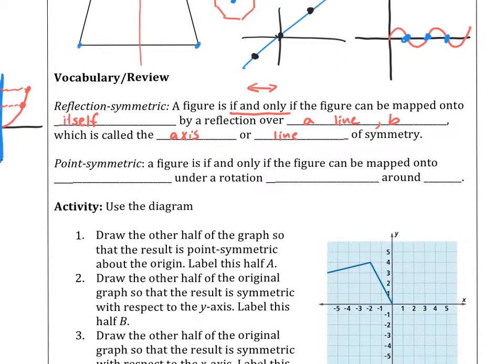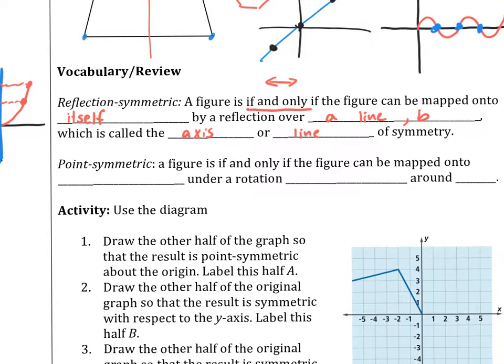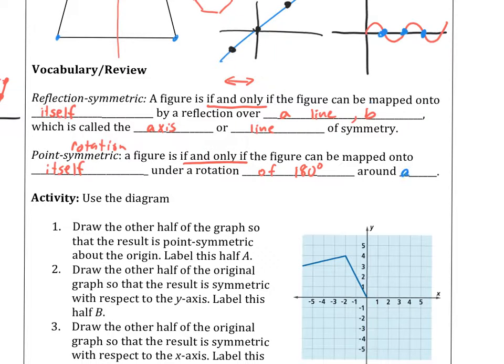All right, so that's called reflection-symmetric, or the lines of symmetry based on reflection. The next is called point-symmetric, and this has to do with rotation, not reflection. A figure is point-symmetric if and only if the figure can be mapped onto itself under a rotation of 180 degrees around some point. And generally we just call that point P, but it could be anything.